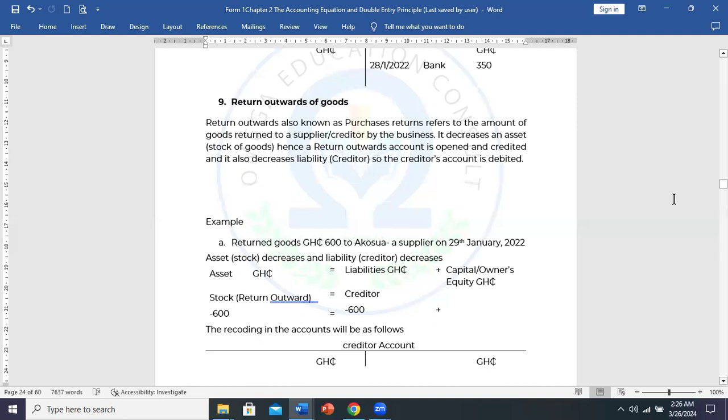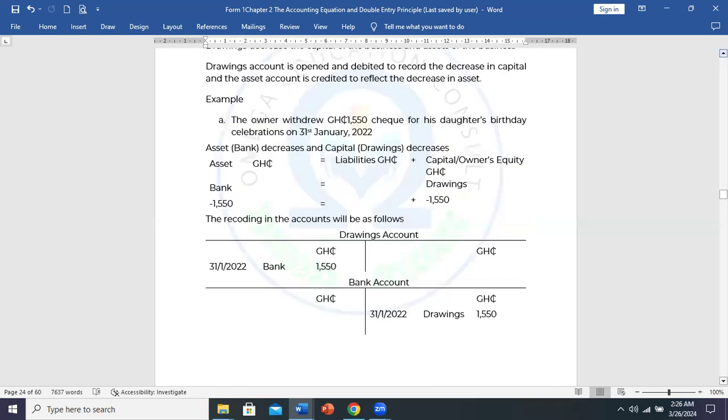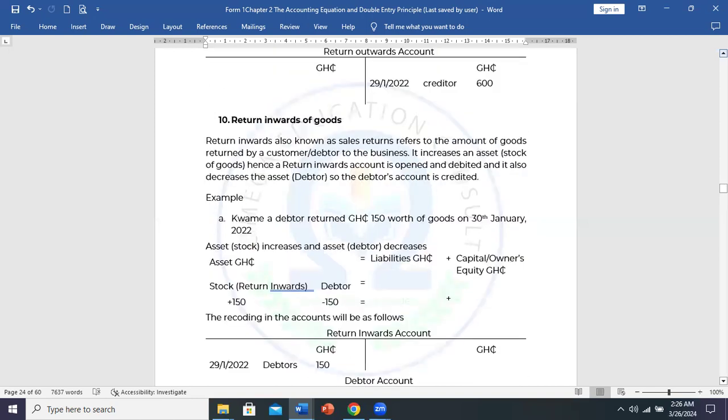So return inwards means that the goods are being returned to the business by customers, right? The opposite of return outward, which is the business returning the goods to a supplier. That's great. Okay, so in the case of return inwards, it refers to the amount of goods that customers of the business return back to the business. If you use yourself as a business, return inwards means that your customers are returning goods to you. And then return outwards is you, the business, returning the goods to your suppliers. So you have to use the customer and the supplier to differentiate between the return inwards and return outwards.